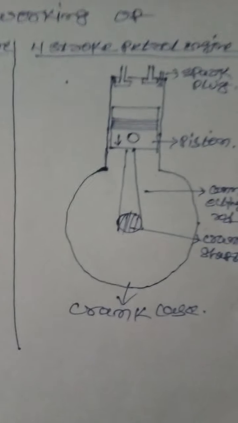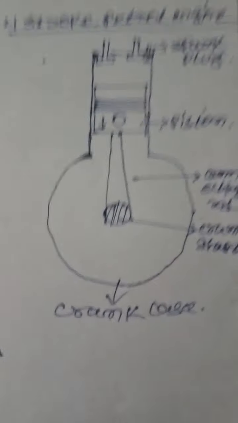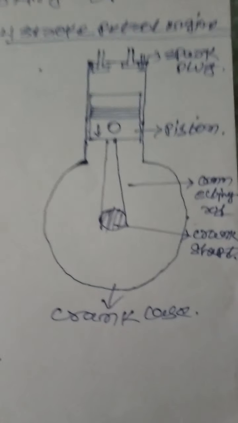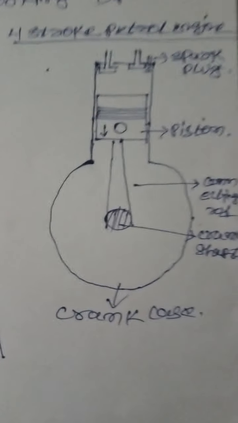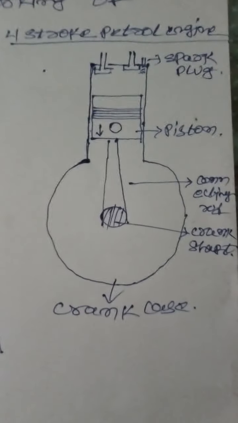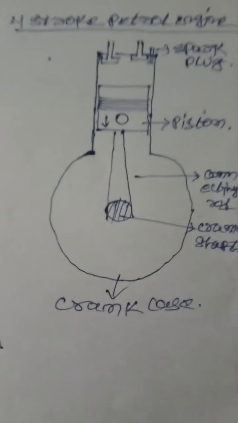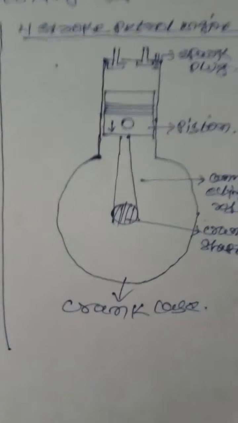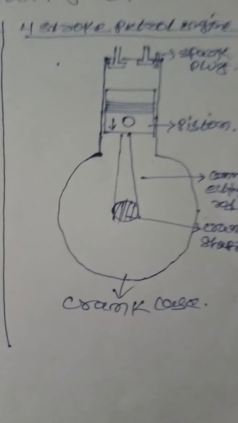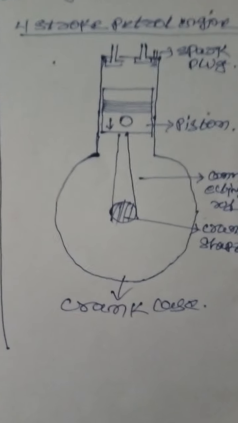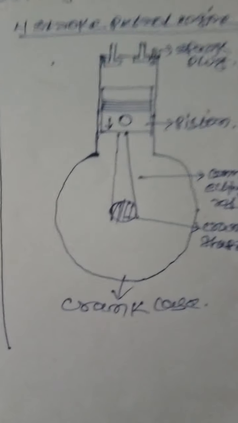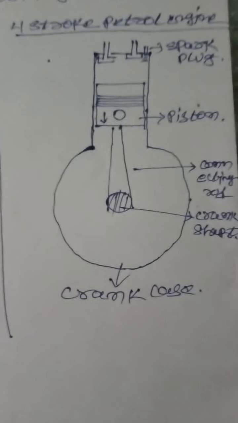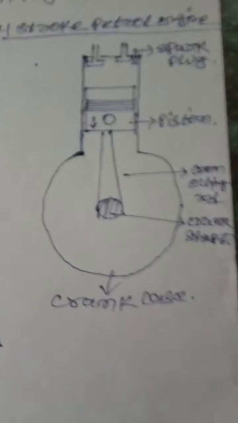Students, a very important point to remember about this four-stroke petrol engine is that the crankshaft makes two revolutions to complete a working stroke. That is, in case of a four-stroke petrol engine, one power stroke is obtained in 2 revolutions of the crankshaft, whereas in case of a two-stroke petrol engine, power is produced in 1 revolution of the crankshaft. So this is all about the working of a four-stroke petrol engine, students.